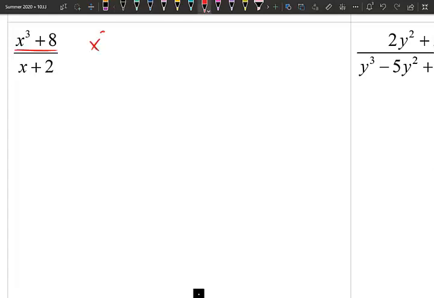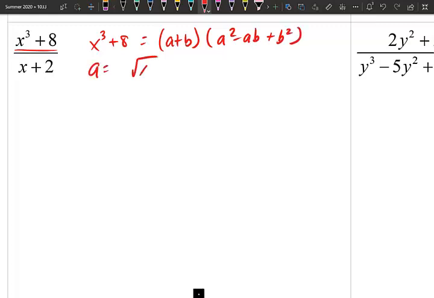We have x cubed plus 8. So I'm going to actually review this with you. The formula is a plus b times a squared minus ab plus b squared. So a is the cube root of x cubed, which is x, and b is the cube root of 8, which is 2. So we're just going to plug them in.